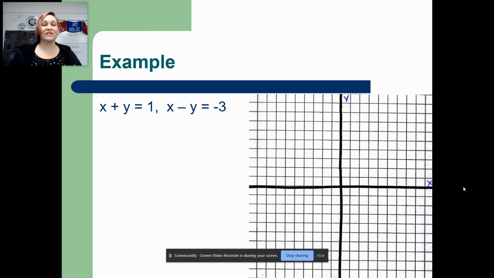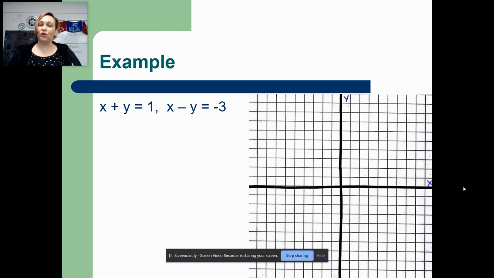Here is our first example. You'll notice that I put 2 equations, x plus y equals 1 and x minus y equals -3. And what we're going to do is graph both of these equations on the same coordinate plane. So since there's 2 equations, we'll get 2 lines.